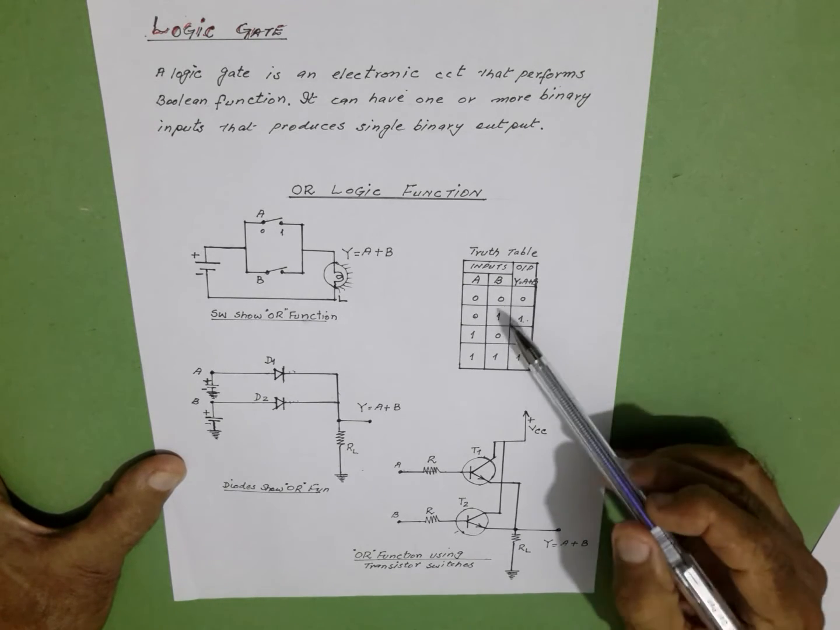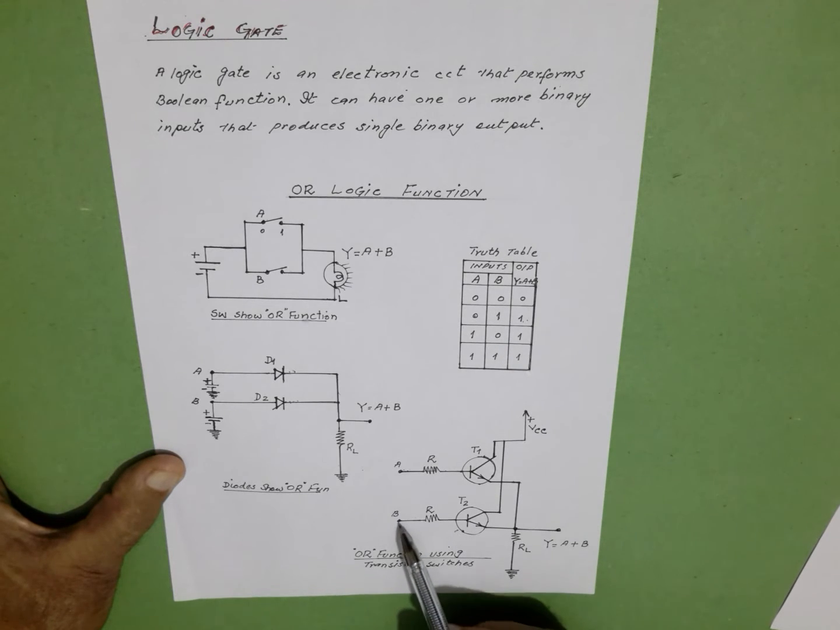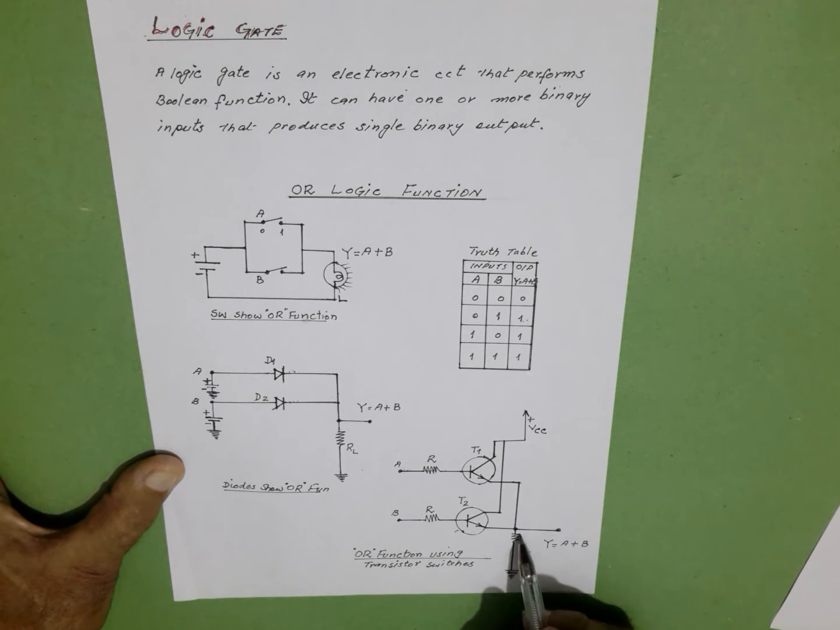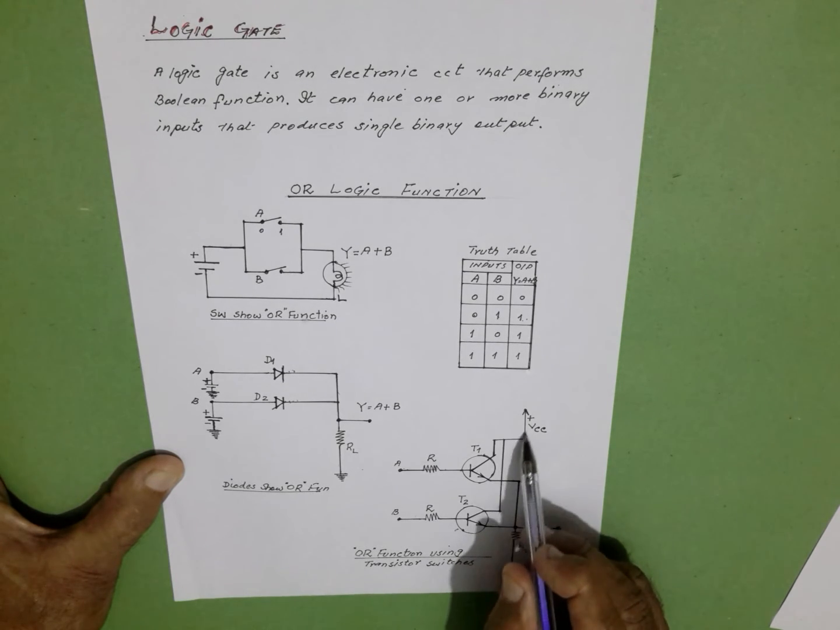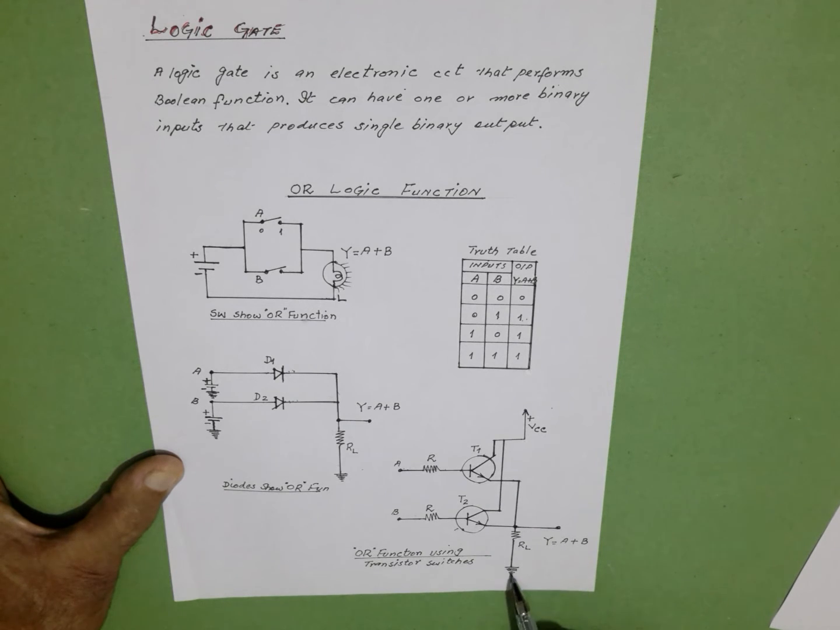For the second combination, B is forward biased, as we are applying a logic 1 voltage here. T2 is forward biased. When T2 is forward biased, the current can flow from ground through RL, through T2, to positive VCC, through negative, and back to ground, providing us the output voltage across RL for the second combination.